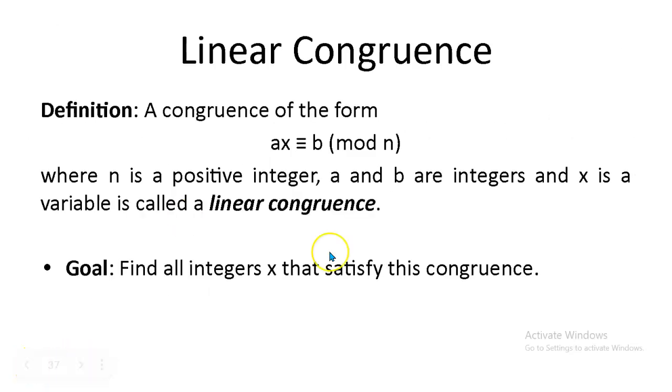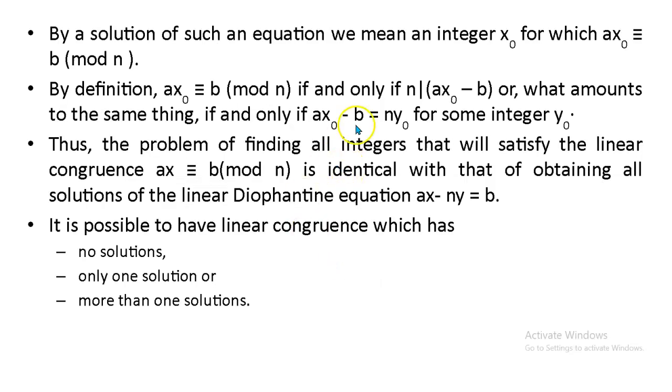Next is linear congruence. What is linear congruence? Any congruence of the form ax congruent to b mod n. So here what's different is we have a variable x, right? So here we have integers a, b, another positive integer n and a variable x. This is called a linear congruence. Here we have to find all the values of x that can satisfy this condition. A solution is any integer x naught for which this condition is true.